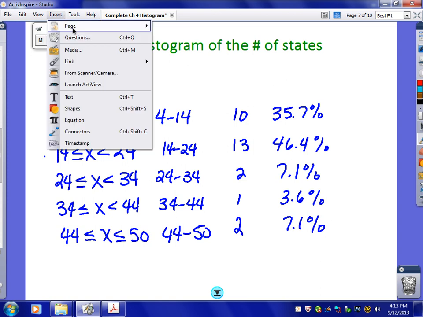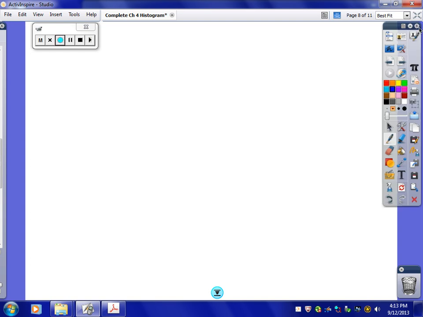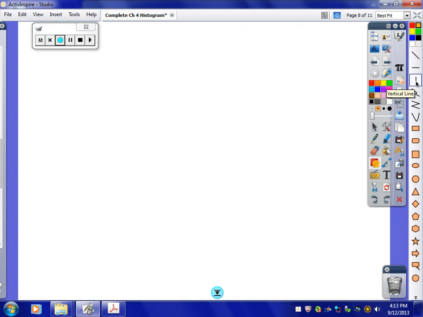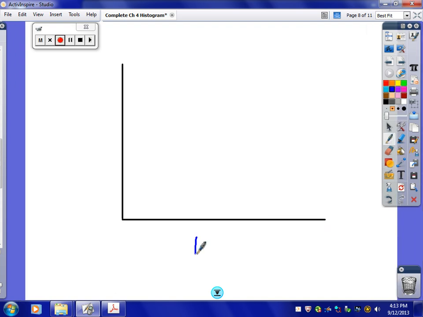Okay, I'm just going to insert another page to draw my histogram. So when we draw our histogram, we need a vertical line and a horizontal line. The number of states are going to go across the bottom. I'm going to do this as a relative frequency histogram, so I'm going to do my percents up the side. Number of states visited, always label.